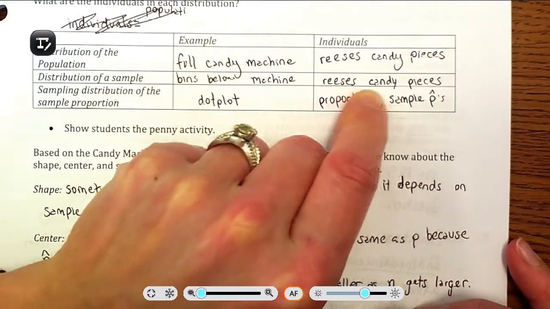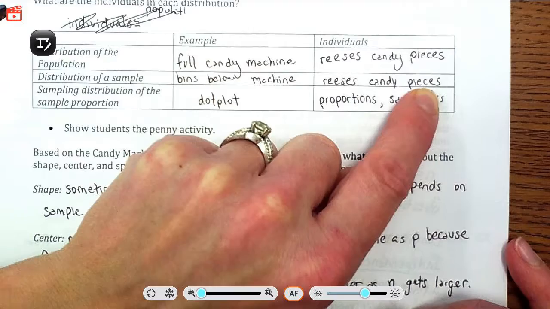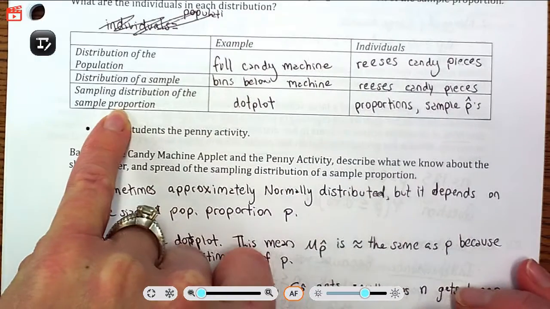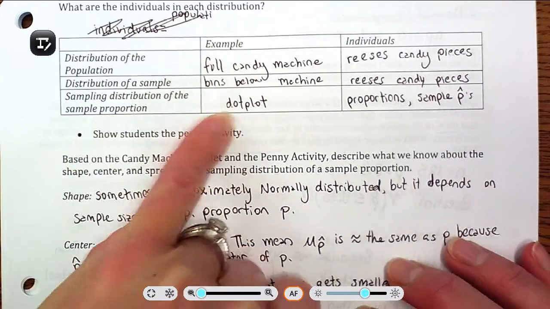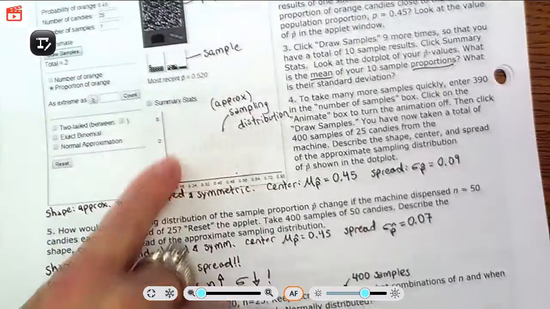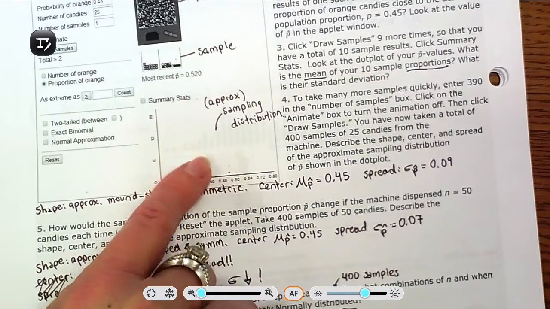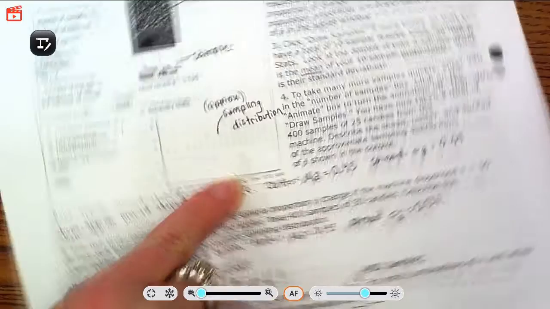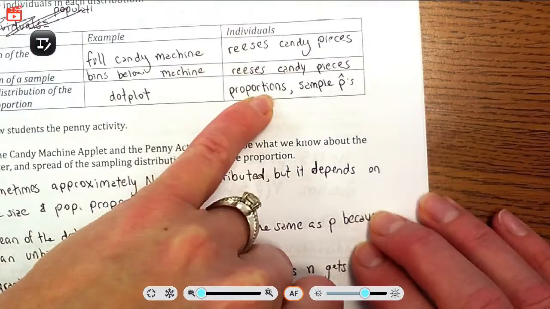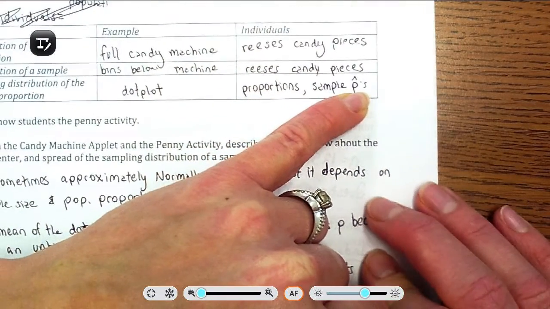And the individuals are still the Reese's Candy Pieces. And then the sampling distribution for the sample proportion is the dot plot. But the individuals here are each of the dots, and each dot represents a sample proportion. So they are proportions, they are sample proportions.